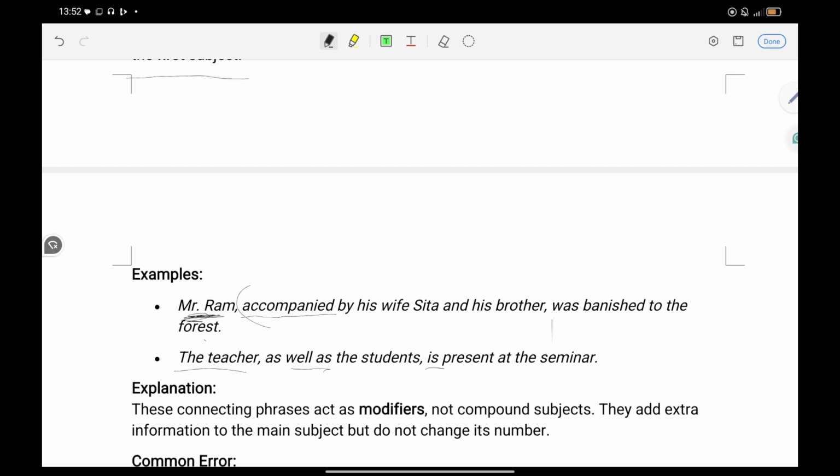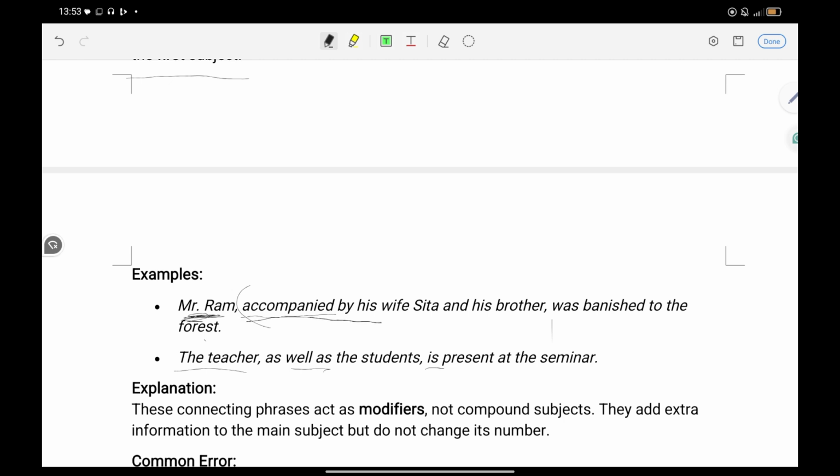And the reason for that is whatever comes after "accompanied by" is treated as a modifier and not like a compound subject. Compound subject means when you join two subjects with a coordinating conjunction. For instance, the boy and the girl are here. The boy and the girl there is a compound subject. So in this case, it is not a compound subject.